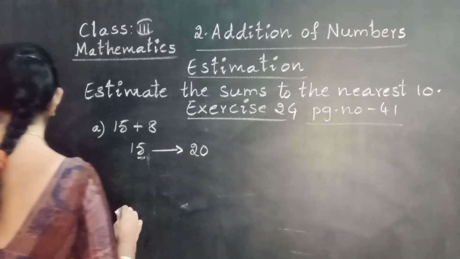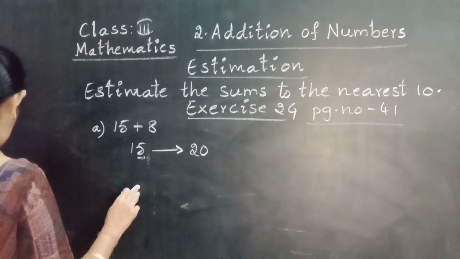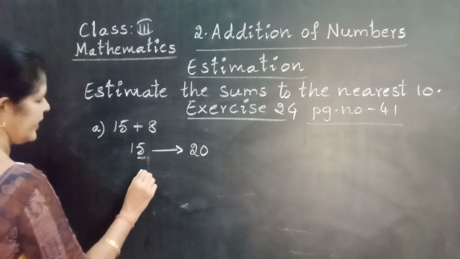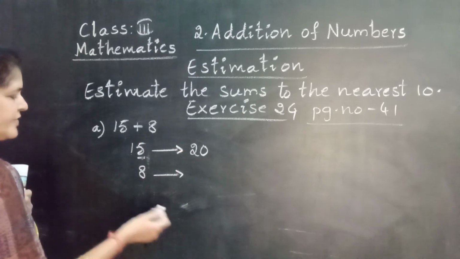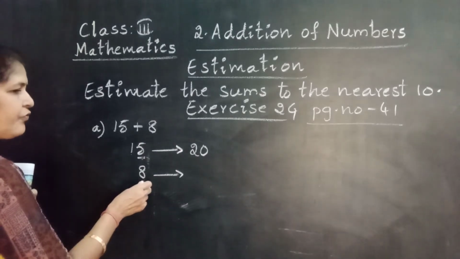Now rounding off 8 to the nearest tens. Rounding off 8 to the nearest tens. 8 is greater than 5.